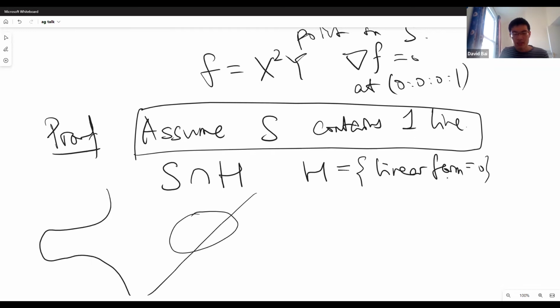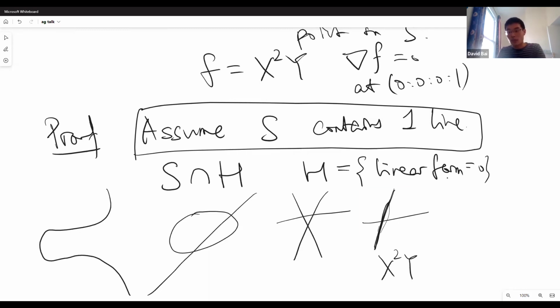In this case, there is actually more than one situation that can occur. I can have 3 distinct lines, or 2 of the lines can be the same. This happens if your curve is something like just x squared y. Then essentially this linear form is counted twice. Or all 3 lines can be the same. Maybe you have something like x cubed.